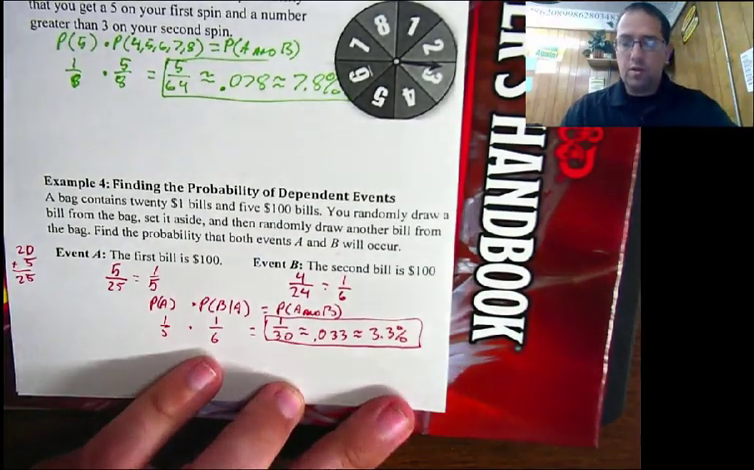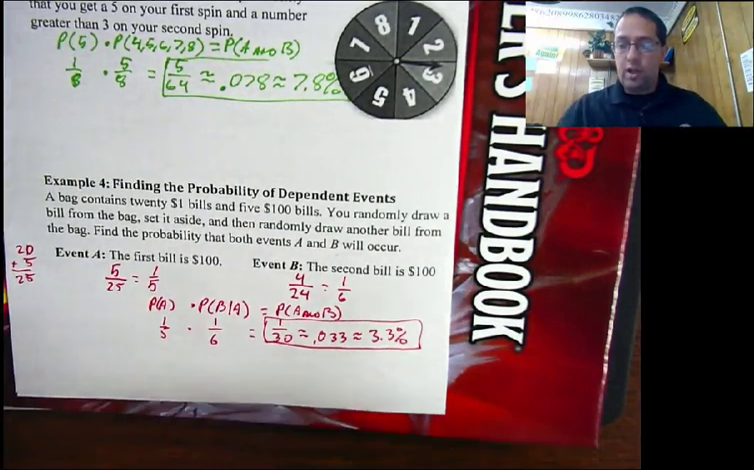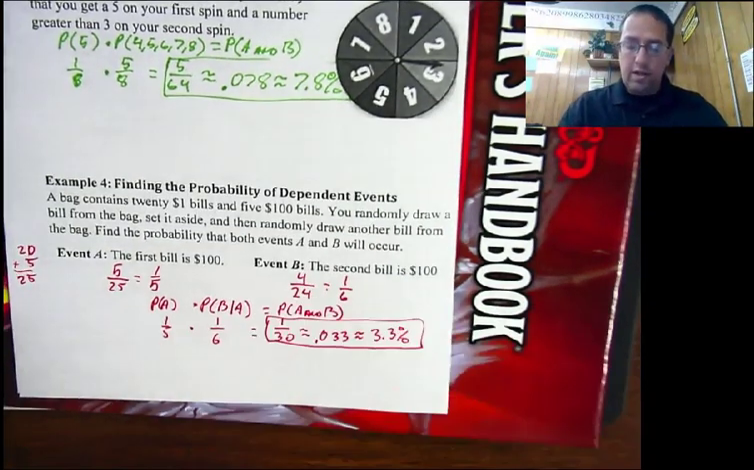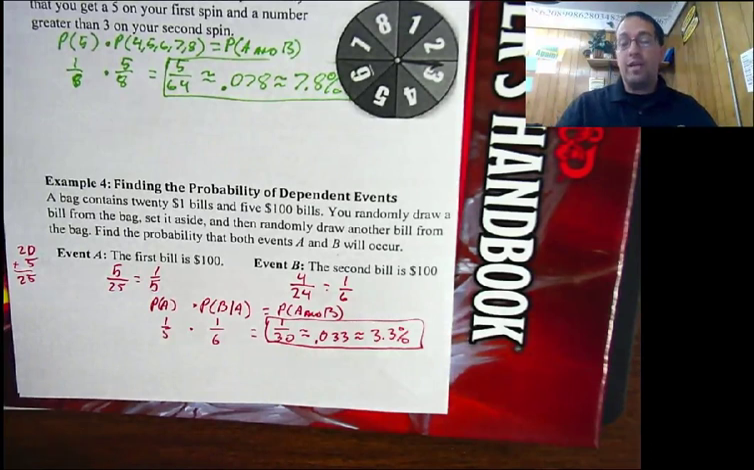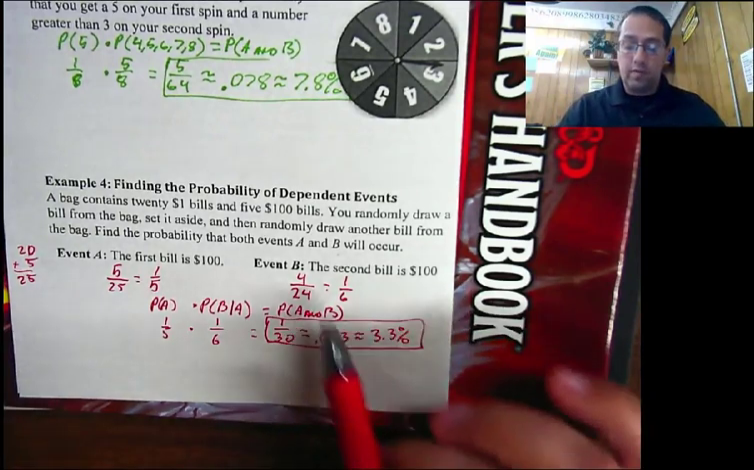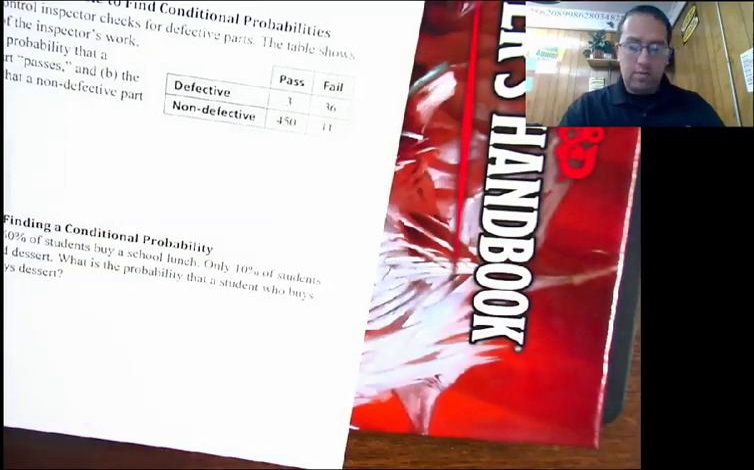Right? So if they're dependent, if one changes the other, then you have to take into account that first one already happening, and it's going to change the probability of the second event. All right. Okay, let's take a look at something else here. What do we got?